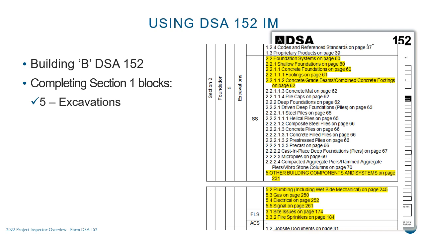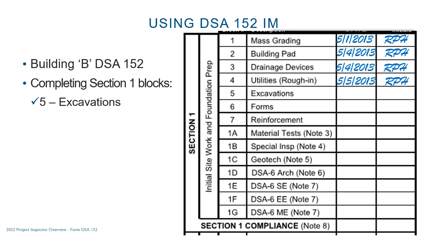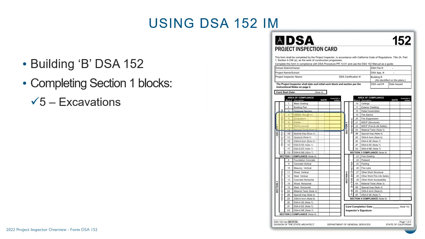So after doing that, we would be able to come back to the card and sign off on the excavation items for the date and then initial for which that applied. Now we will move on to the next block. That would be block 6.